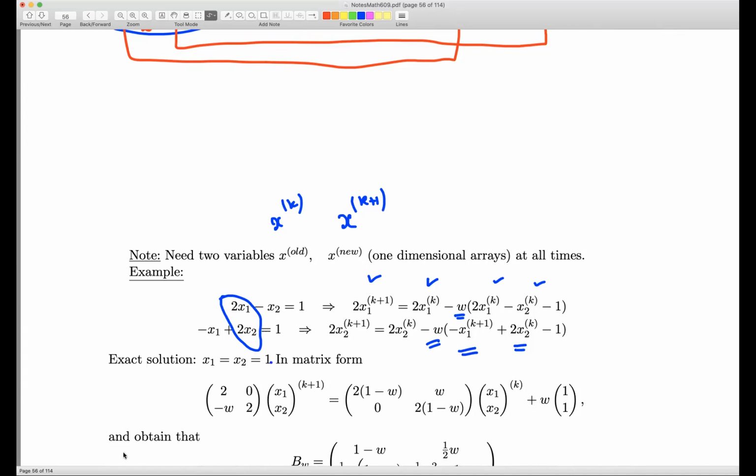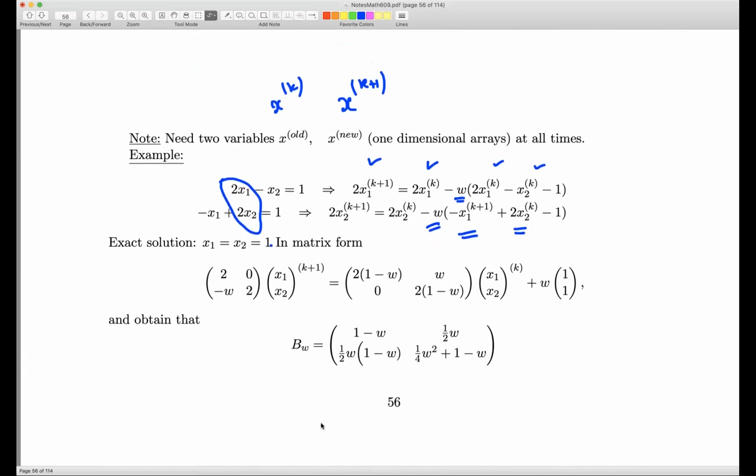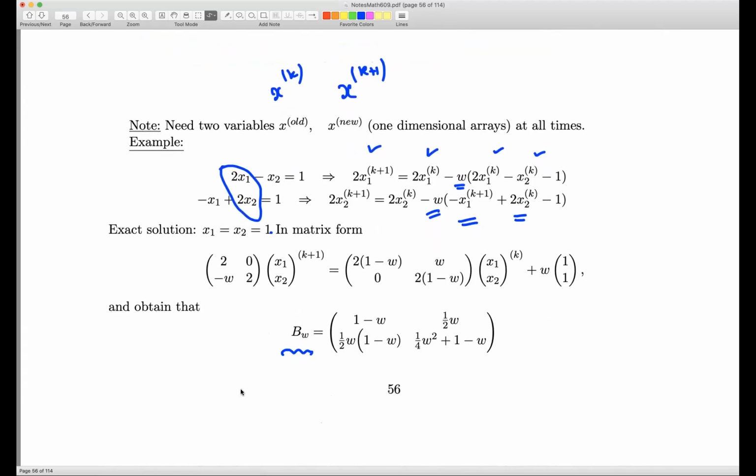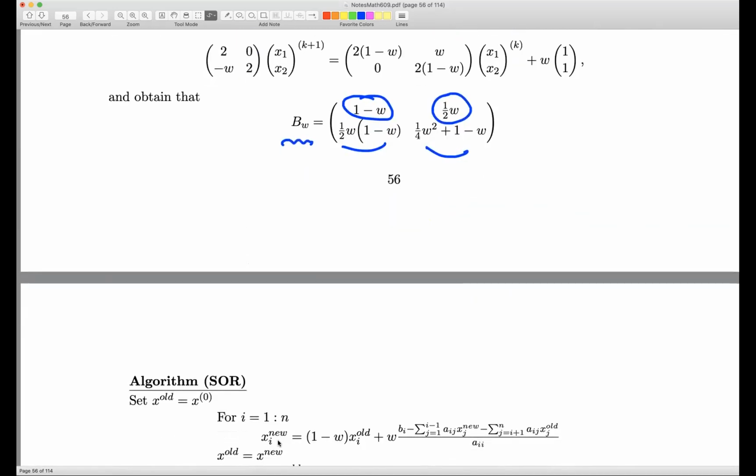Also we know that the exact solution here is 1, 1. And if we write the matrix with all the computations, we'll find out that the matrix B omega here has this particular representation. So it depends on omega, and this is the first entry and the second entry on the first row, and this is the first entry and the second entry on the second row.